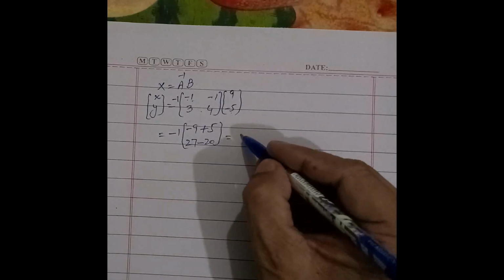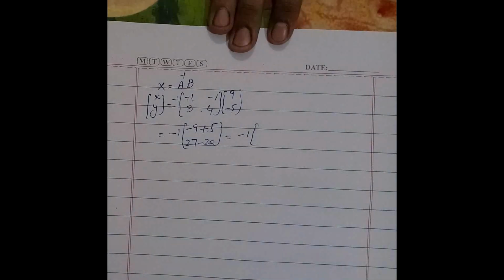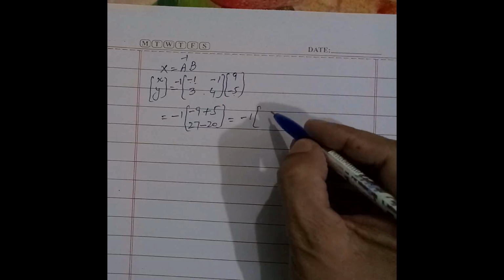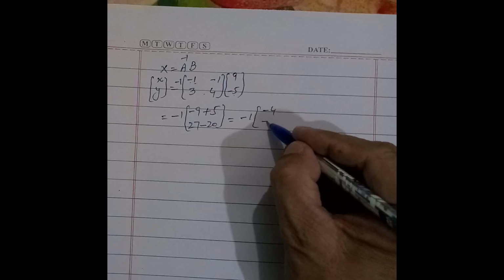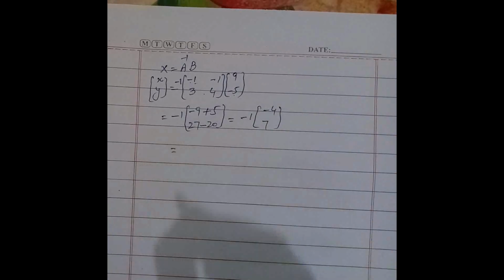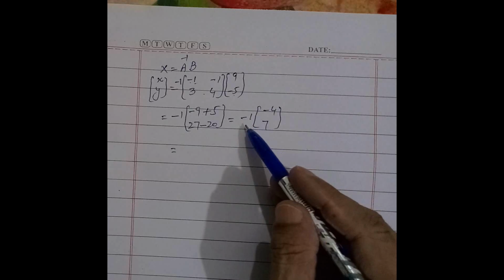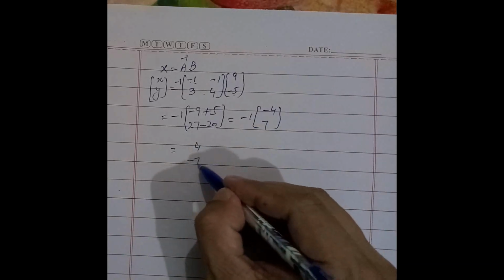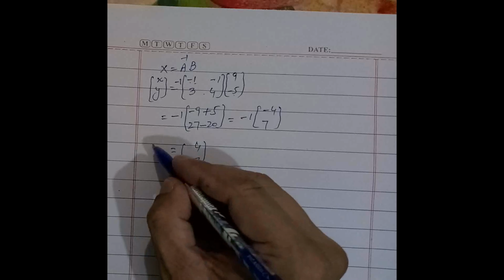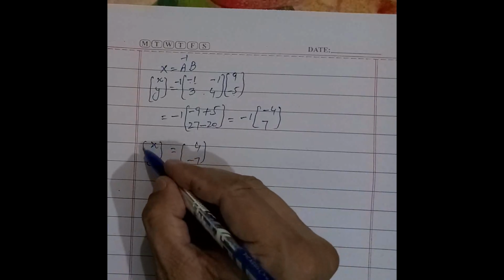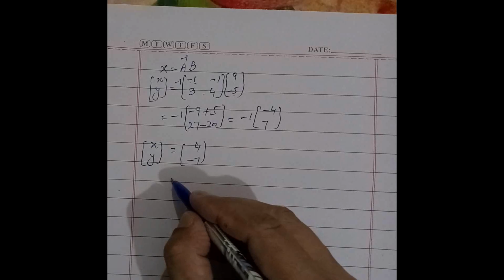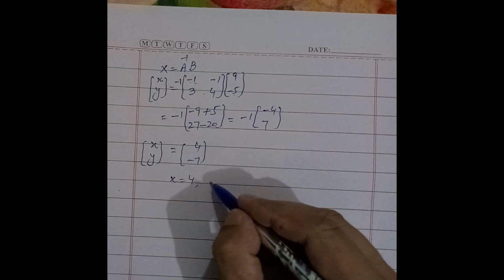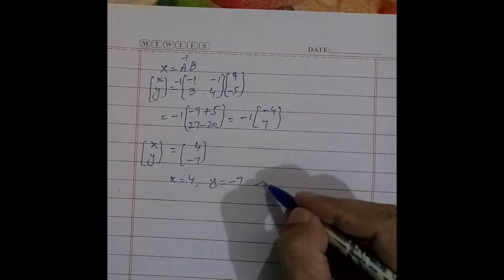Now simplify these values. We get -1 times: -9 plus 5 is equal to -4, and the other is 27 minus 20 is equal to 7. By multiplying by -1, we get 4 and -7, and it is equal to the matrix x, y. We also know that when two matrices are equal, their corresponding elements are also equal. So x is equal to 4 and y is equal to -7.